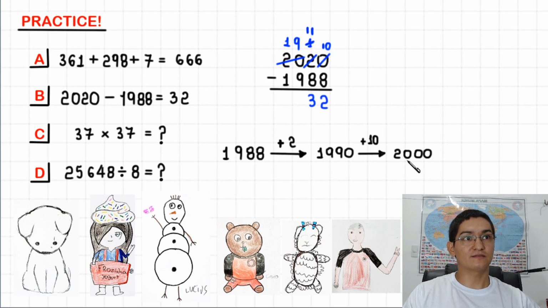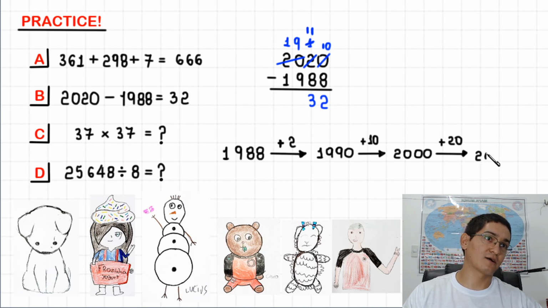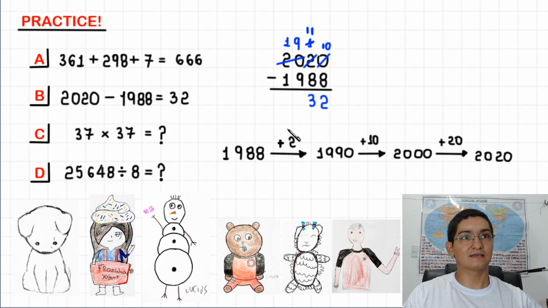2990 plus 10, 2000. But we want to go all the way to 2020. So we just add now 20. From 2000 plus 20, we get 2020. And what are the numbers that we added? We added 20, 10, and 2. 20 plus 10, 30. 30 plus 2, 32.